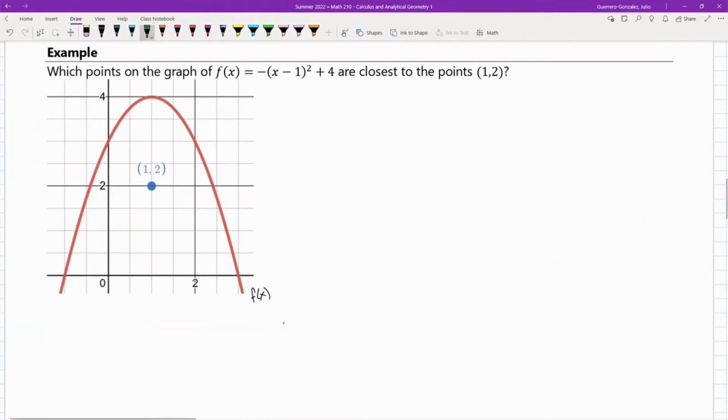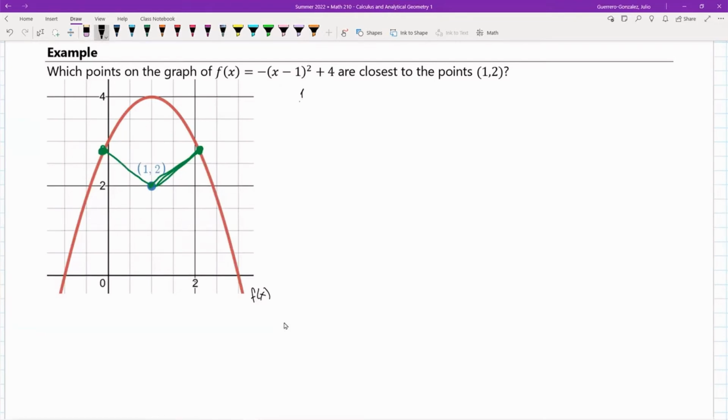So if we just eyeball it for now, it looks like maybe about right there, about right there. So it looks like those two are the closest. If we start going any farther away from here, that distance is going to get bigger, right? So it looks like it'd be right there. So again, we've already got the idea here. We're trying to minimize the distance. We're trying to find the closest point, right? So that's exactly what we're going to do.